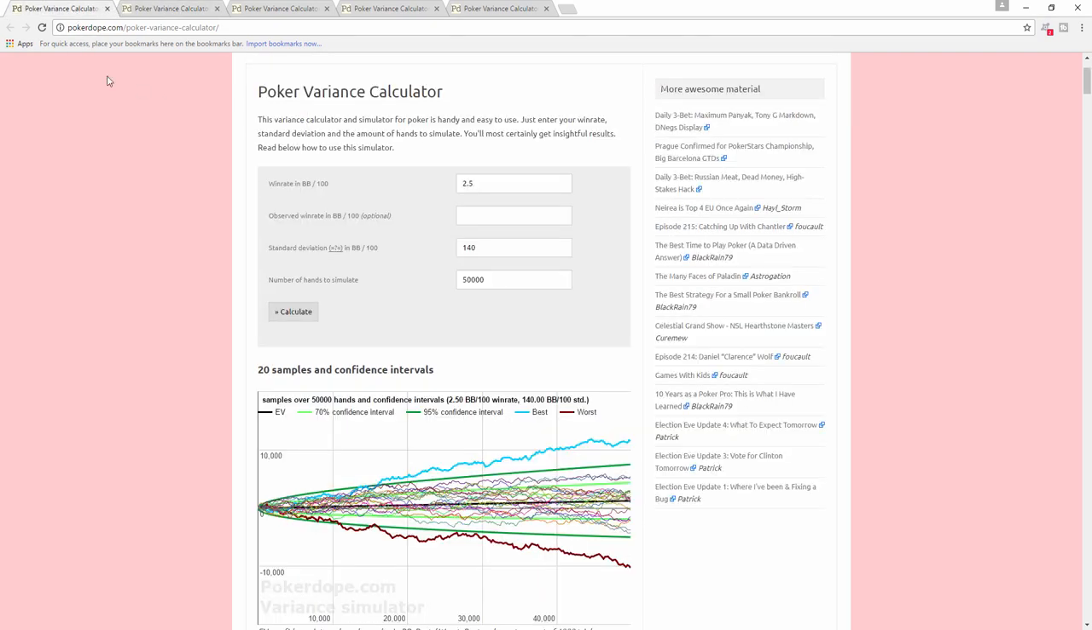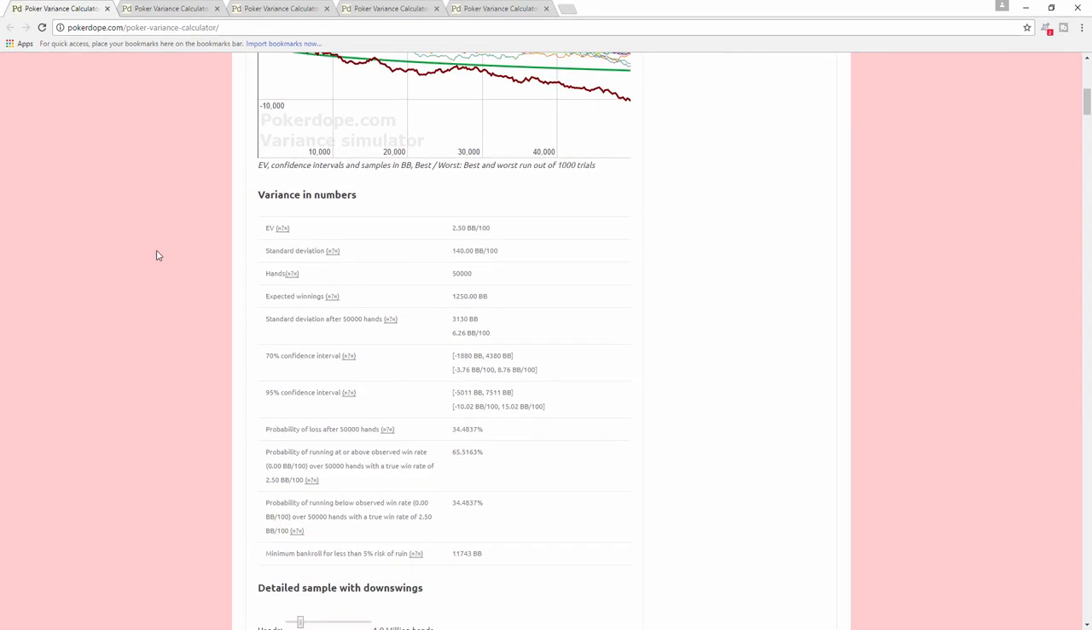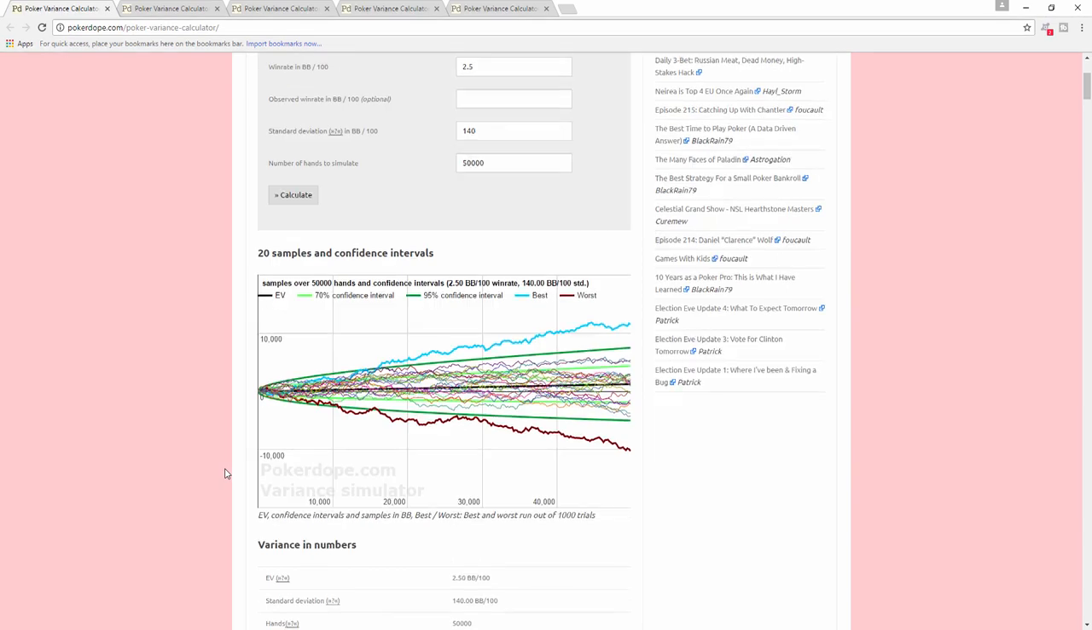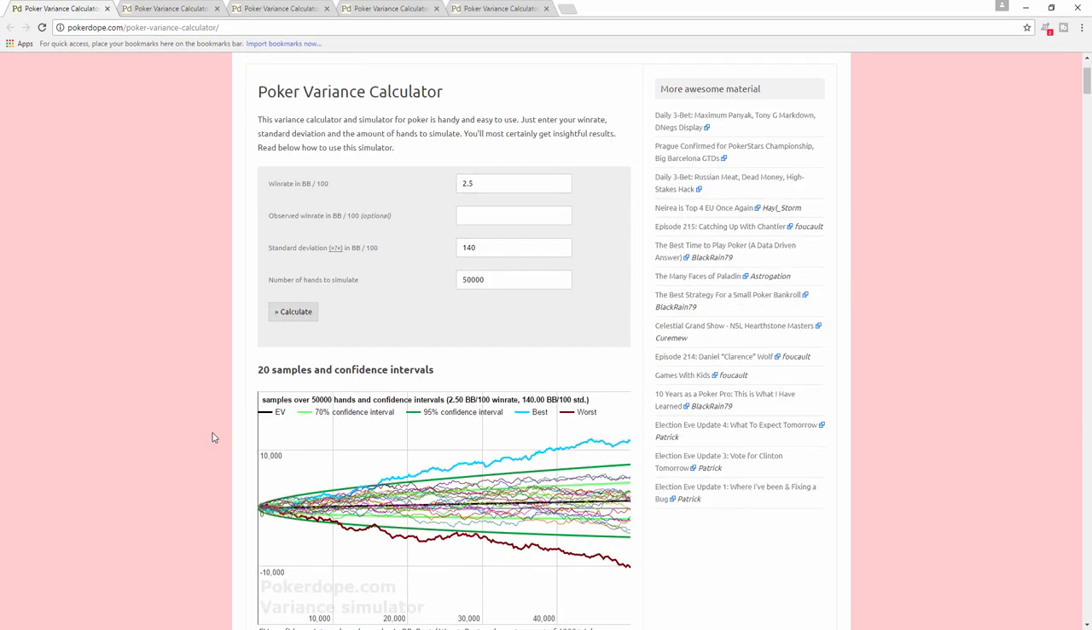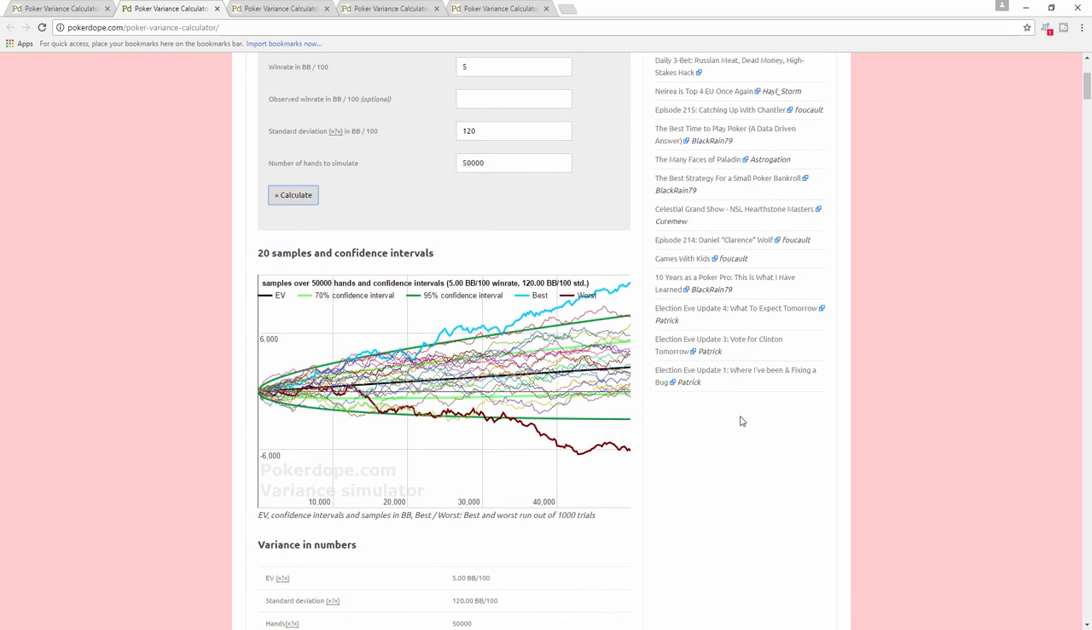And it also shows, I mean, let's just drop down here, that it'll also show you minimum bankroll requirements and stuff like that, but we're not going to get into that. If you want to look at that, I do talk about this in detail in another video. But I just really want to focus on these two.